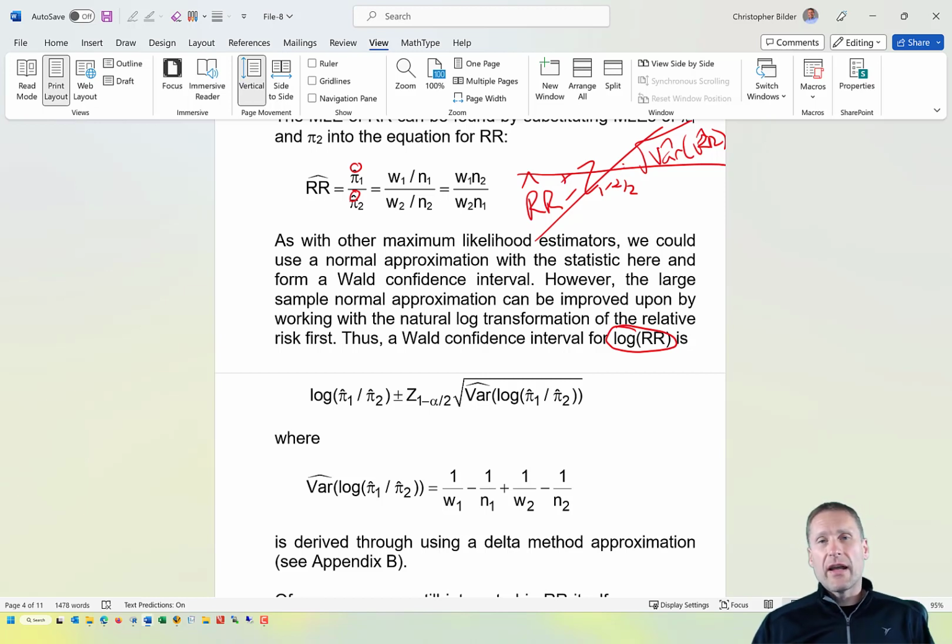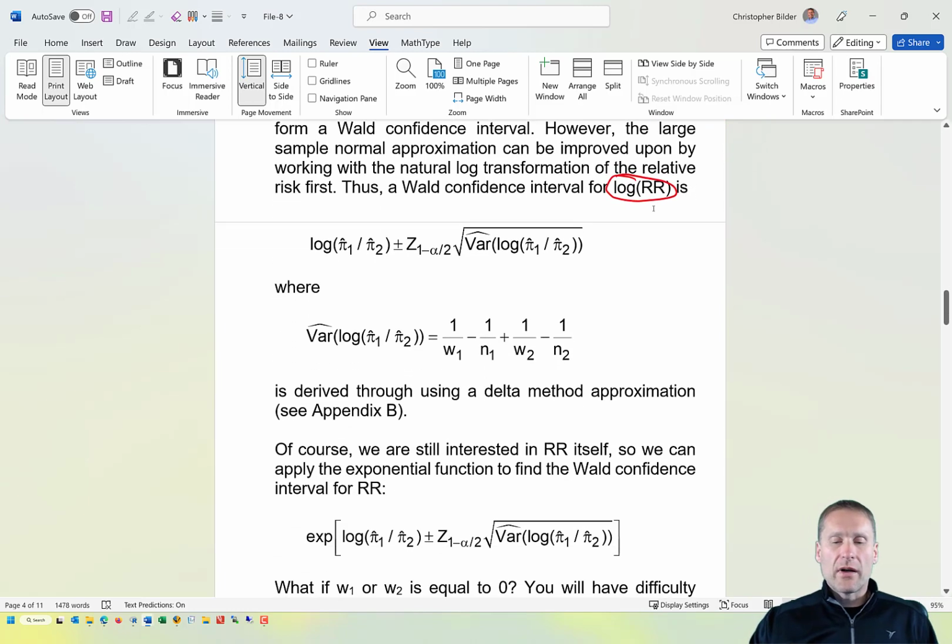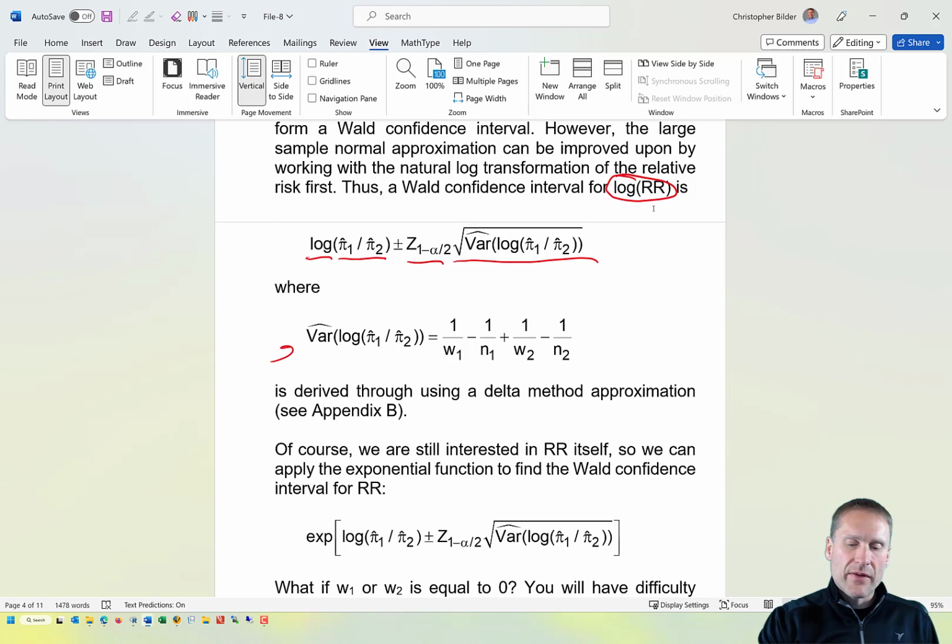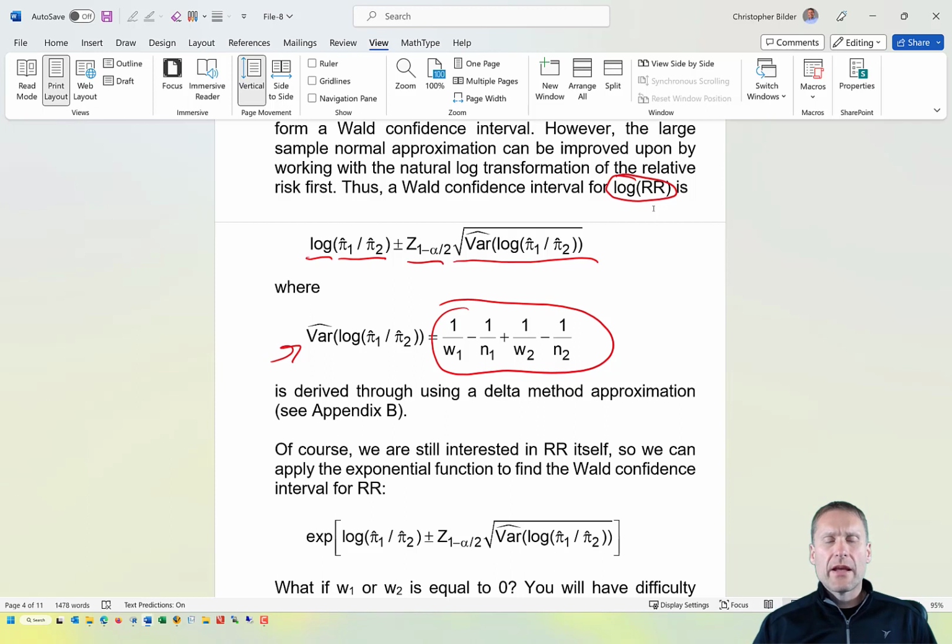So first we're going to find a confidence interval for the log of the relative risk. And simply, it's the log of the estimated relative risk plus or minus the quantile from the standard normal distribution times the square root of the estimated variance of the log of the estimated relative risk. What is this estimated variance? Well, it ends up being this. So 1 over the number of successes for group 1 minus 1 over the number of trials for group 1. And then we do a similar thing for group 2. Now, where does this come about? It actually comes about through using a delta method approximation.